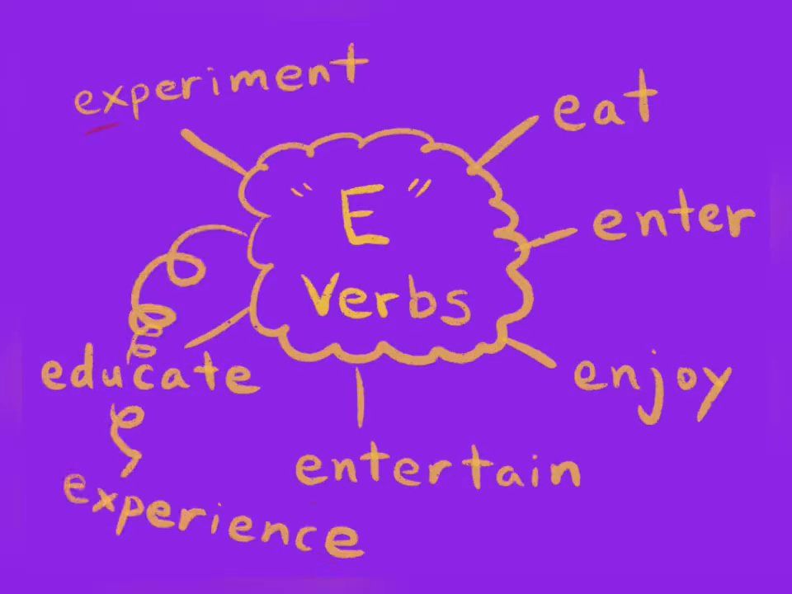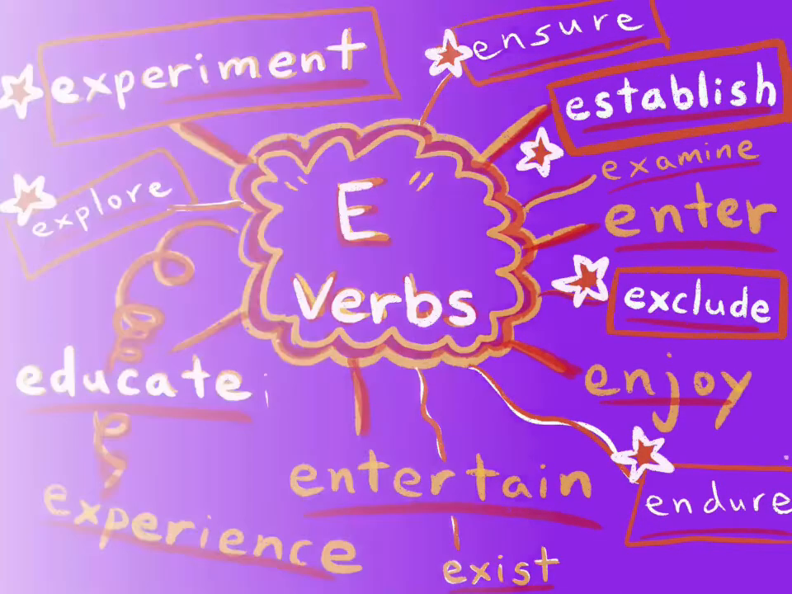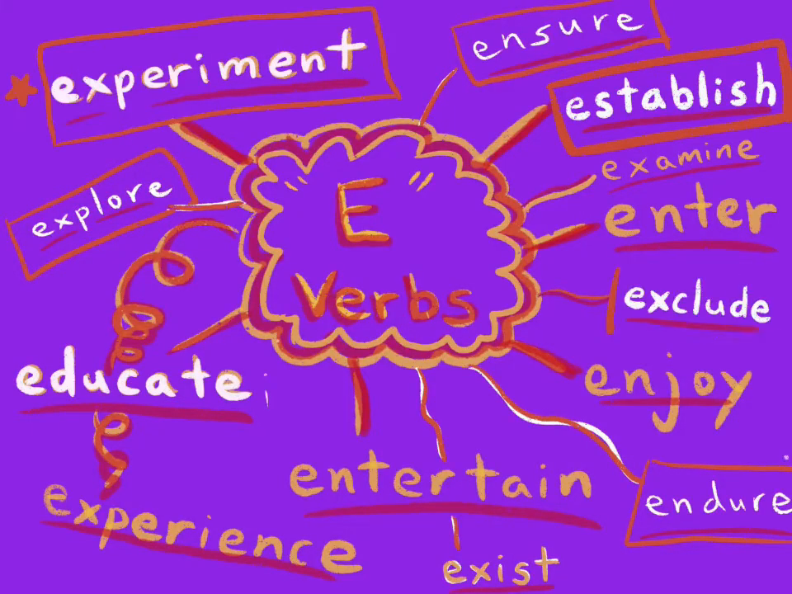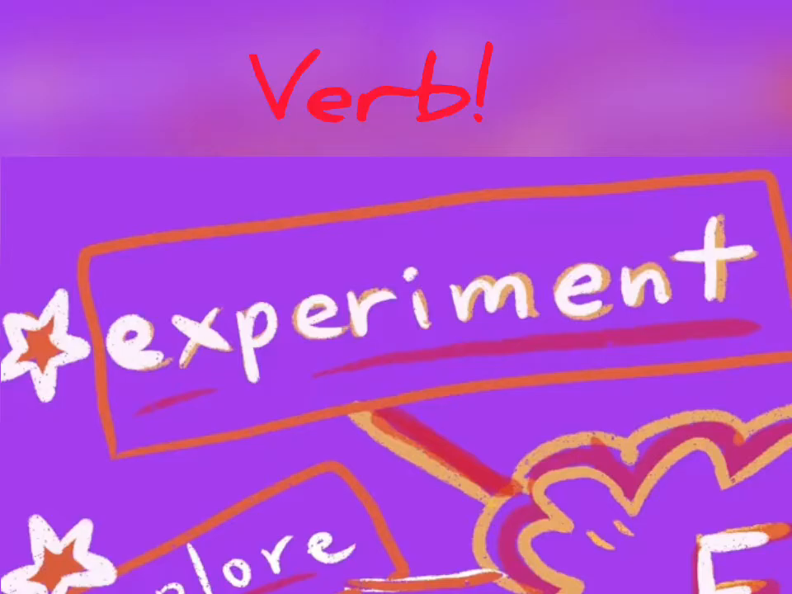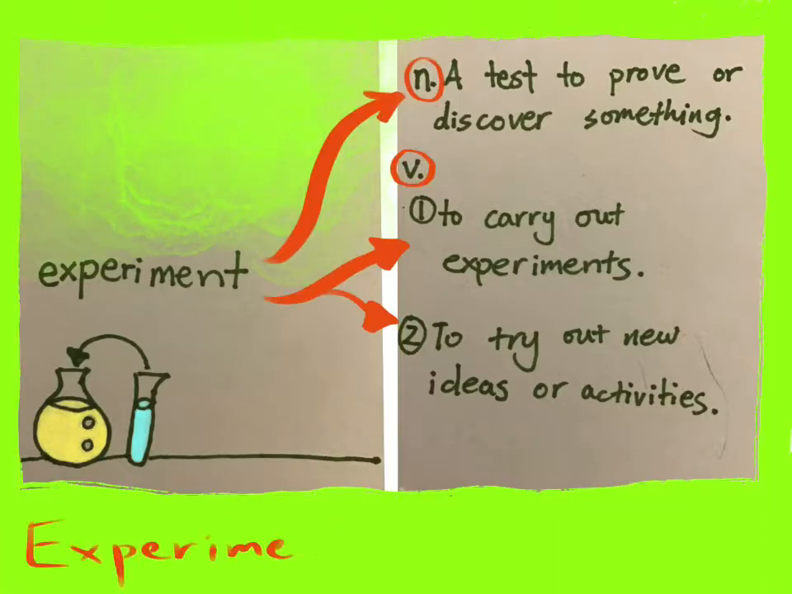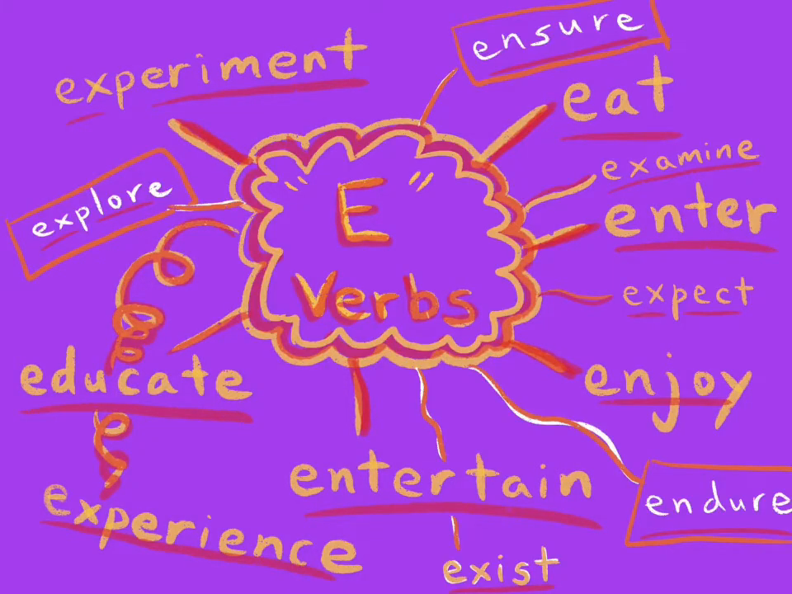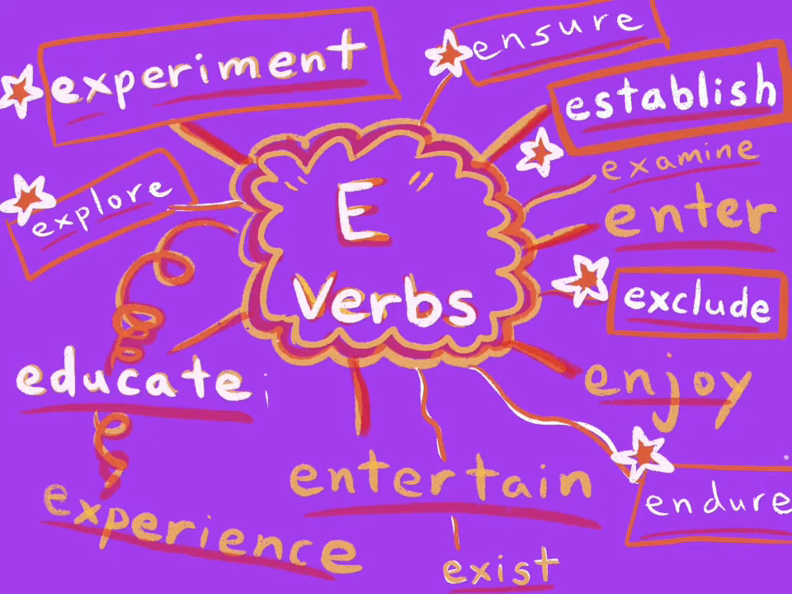That's not a mistake. We have some easy E verbs like eat, enter, expect, enjoy, entertain, experience, and educate. And then there are a few harder ones like experiment. The verb experiment means to carry out a series of tests or experiments, or to try out new ideas or activities. Experiment is a noun and a verb. There are many E verbs in today's story. Again, if you're unsure, freeze the frame and check the words in your dictionary.